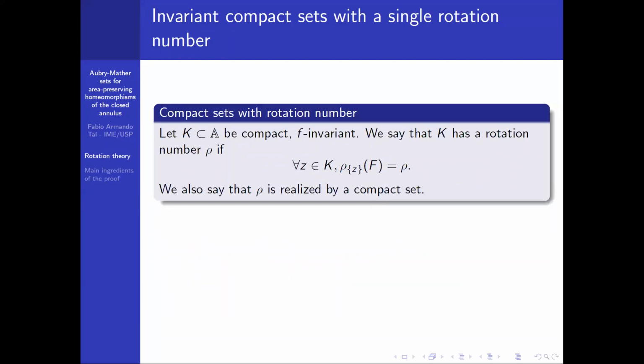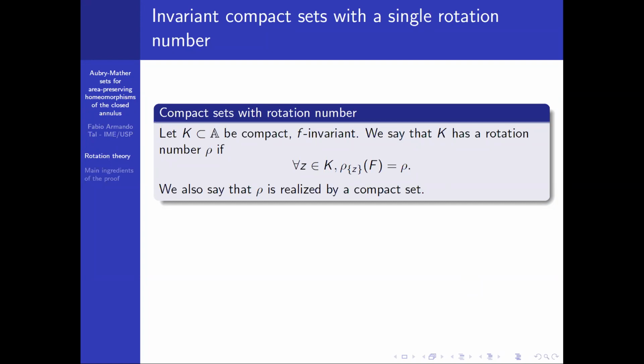And there's a final rotation set I want to speak about, which is rotation of compact sets. So you say that a compact set has a rotation number if every single point in that compact set has this rotation speed. That means usually you have an F invariant set, and you say, if this compact invariant set is such that every point in it has a rotation number and it's the same, I'll say that the set has a rotation number rho. And we also say that rho is realized by a compact set.